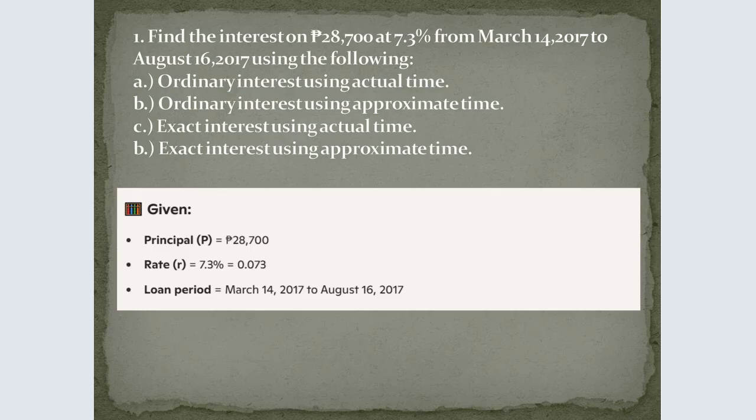So let's have an example. Find the interest on 28,700 at 7.3% from March 14, 2017 to August 16, 2017 using the following. Letter A, ordinary interest using actual time. Letter B, ordinary interest using approximate time. Letter C, exact interest using actual time. And letter D, exact interest using approximate time.